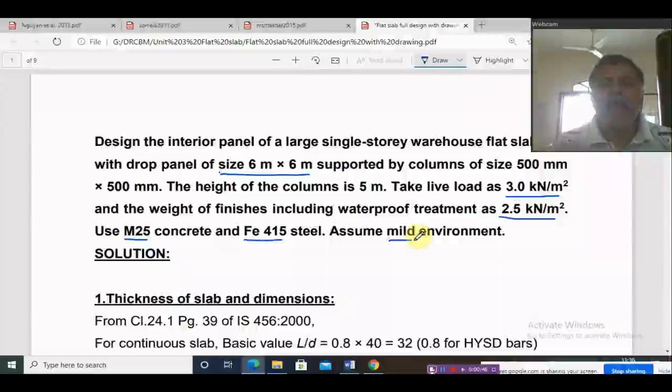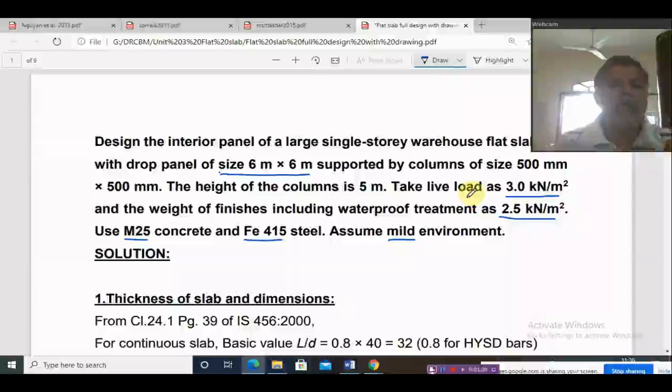Assume the mild environment. So the given flat slab has to be designed with drop panel for a size of 6 meter by 6 meter. The column size is given as a square of 500 mm. The height of the column is 5 meter. That need not be used anywhere in this problem. Live load can be considered as 3 kN per m squared.